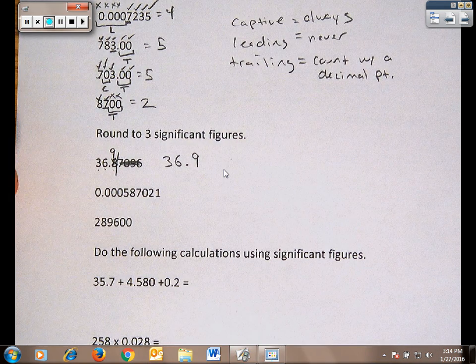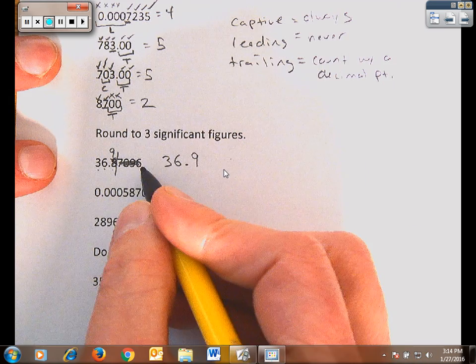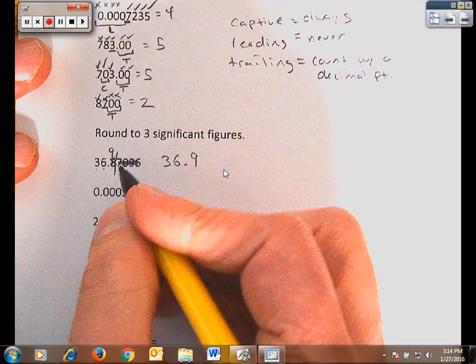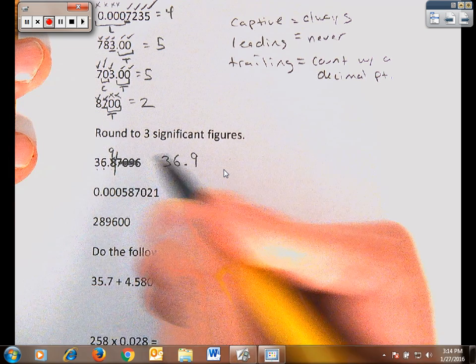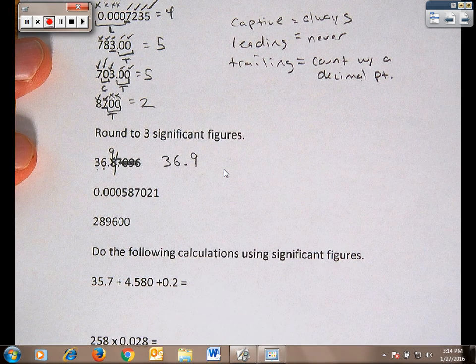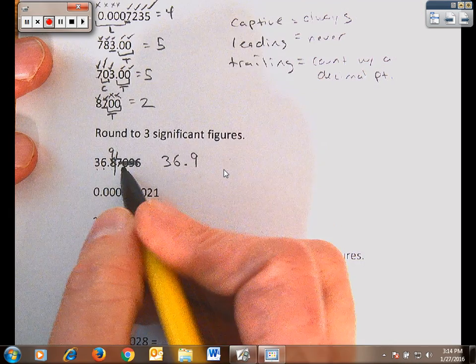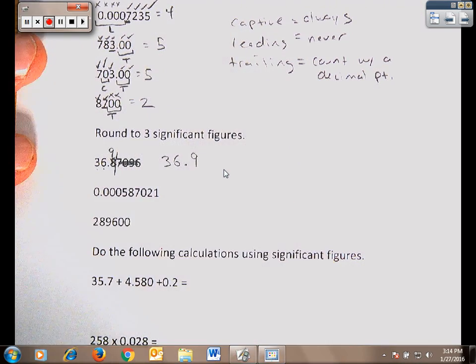Now notice, when I rounded that, I didn't start at the end of the number and work my way forward like they do in math classes. We recognize the further you get from the rounding point, the worse the numbers get, the more uncertainty they have. So we ignore those numbers and we only look at the place value immediately following the number we're rounding.